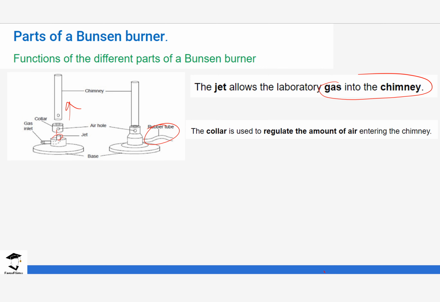So it is used to regulate the amount of air entering the chimney. How does it do that? It opens and closes the air hole. So you can close the air hole or open the air hole using the collar.